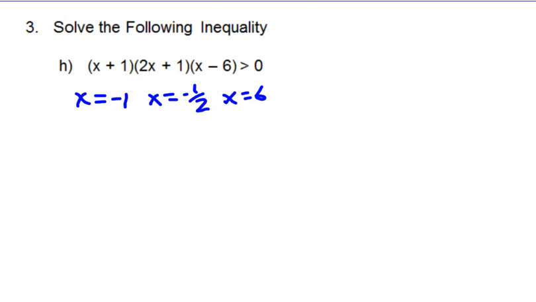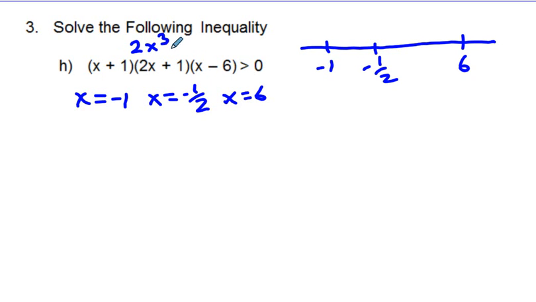So what this looks like, we can use our same analysis tools. We could already go ahead and put in plus or minus, but the number line is what's helpful to us. So we put a number line here, and in order we're going to put negative 1, negative 1/2, and 6, and see what happens here. Now, if we multiply all these x values together, the leading term of this expansion is going to be positive 2x cubed.